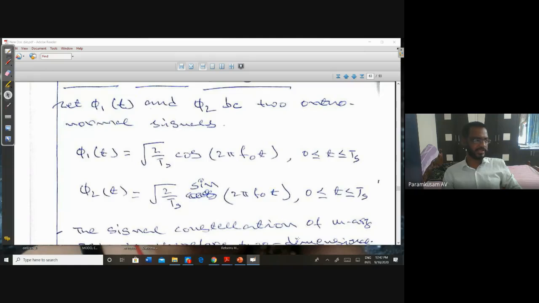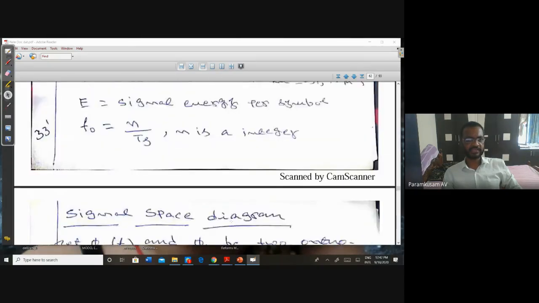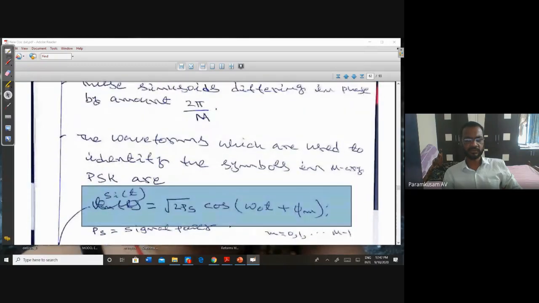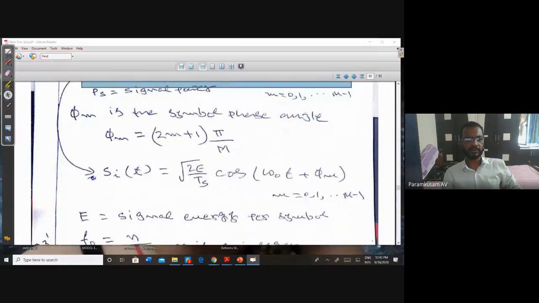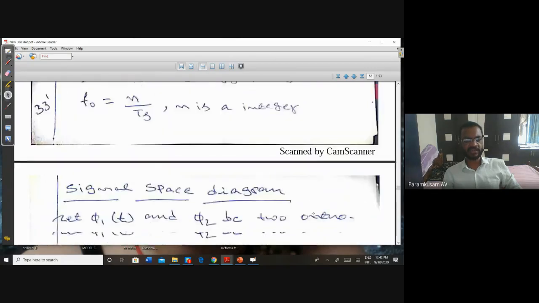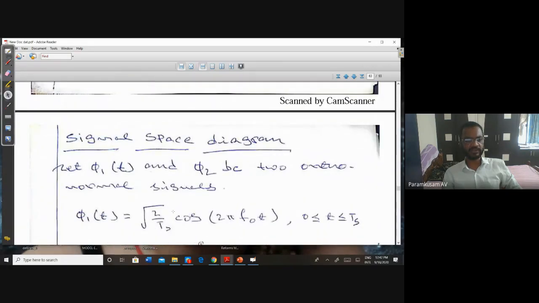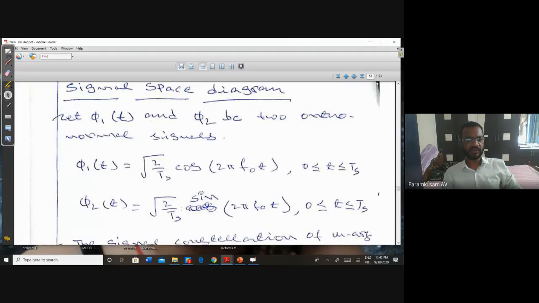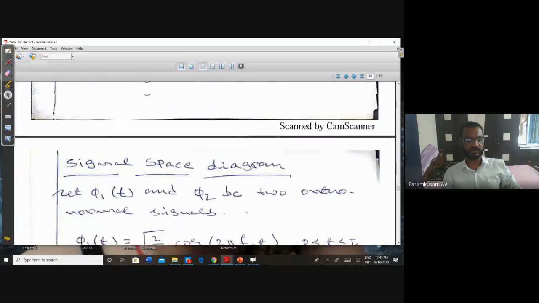Now can you express the M-ary PSK signal, root over 2E by Ts cos(omega naught t plus phi m), in terms of phi1 of t and phi2 of t, where phi1 of t is root over 2 by Ts cos 2 pi f naught t and phi2 of t is root over 2 by Ts sin 2 pi f naught t?